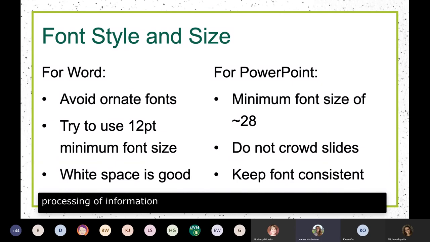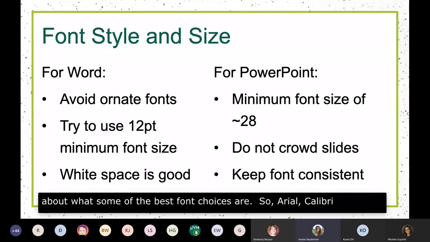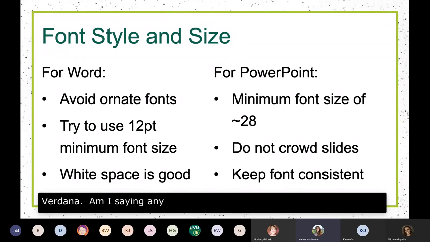We get this question pretty regularly about what some of the best font choices are. So Arial, Calibri, Verdana. Am I saying any of these correctly? I think hopefully. I've never had to say them. I know. Yeah, I just always read them to myself. And Helvetica are good choices. If you're again using UVM Style Guide, I prefer to use Brown Pro. It looks the most linear and does not have that much ornate decoration around it.